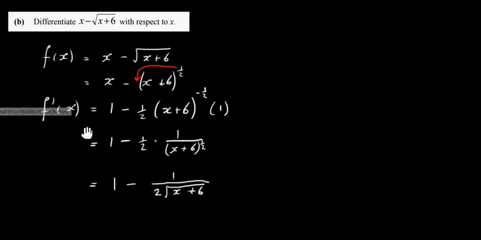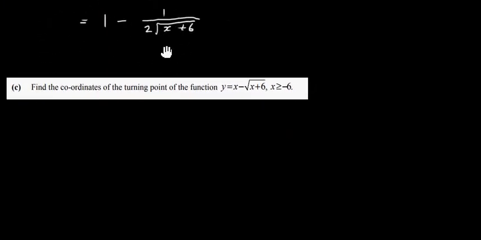Okay, so let's move on to part C. I think we'll actually use this. So let's see, find the coordinates of the turning point of the function, the turning point of that function that we've just differentiated. Well, if you have the differential of this function, we have it here.